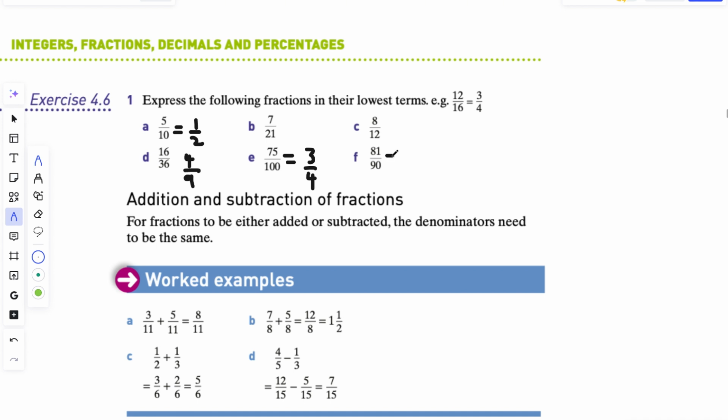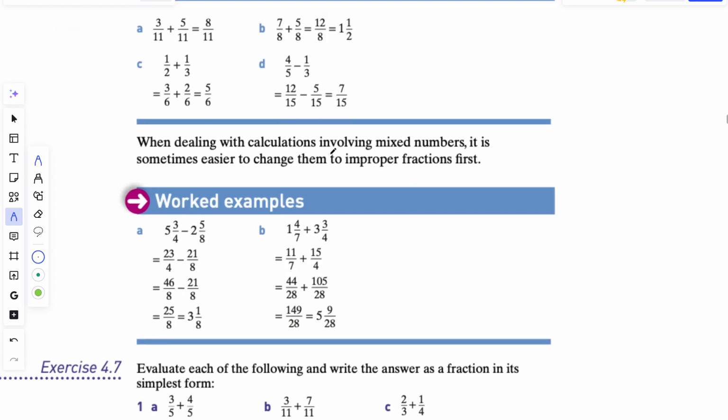Here 9 can go. 9 goes into the numerator, 9 times 9 is 81, so we get 9. 9 goes into 90, you get 10. So in the simpler form, you get 9 over 10. Okay, these are exercises that we are solving for you.